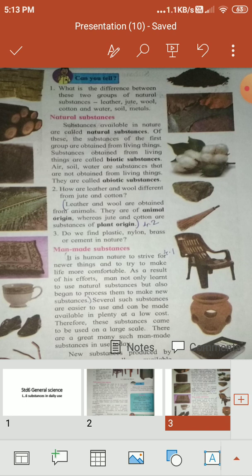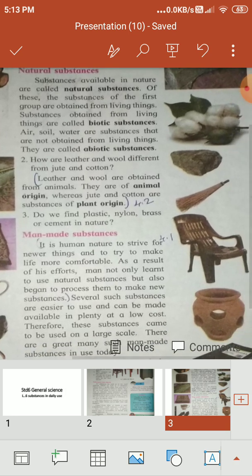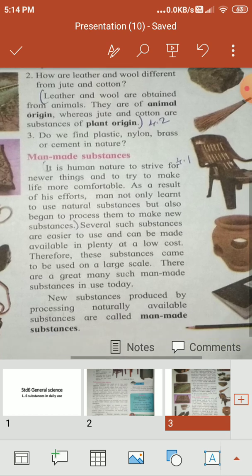So the next topic is man-made substances. Look here again. There are also man-made substances: chair, pot, diary, pencil, wire, shoes, pen, saucer, cup. These are all man-made substances. New substances produced by processing naturally available substances are called man-made substances. Whatever natural substances are present in nature, by processing these substances we produce new substances, and that is called man-made substances.